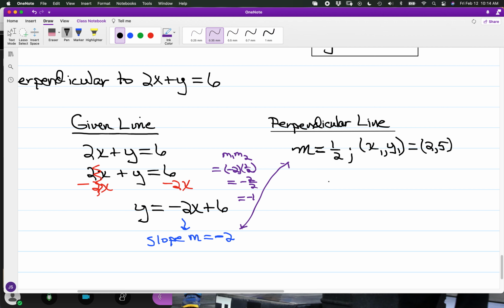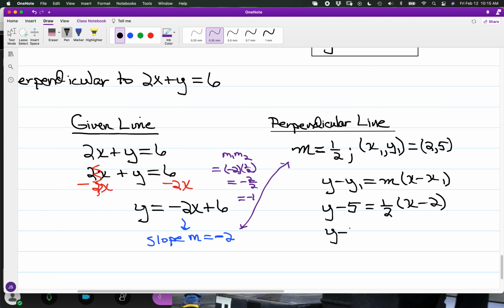And for what we have in the point slope equation setup, again, you have y minus y1 is equal to the slope m times the quantity of x minus x1. For y minus y1, you have y minus 5, and we have equal to 1/2 times the quantity of x minus 2. Okay, so this is our point slope equation.